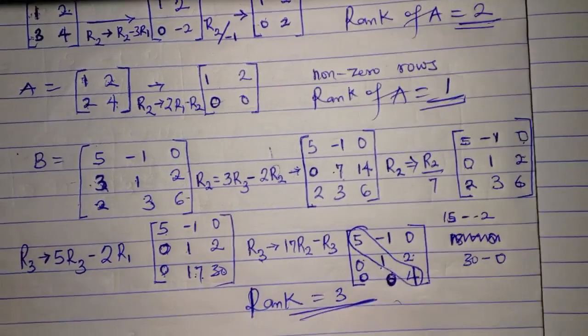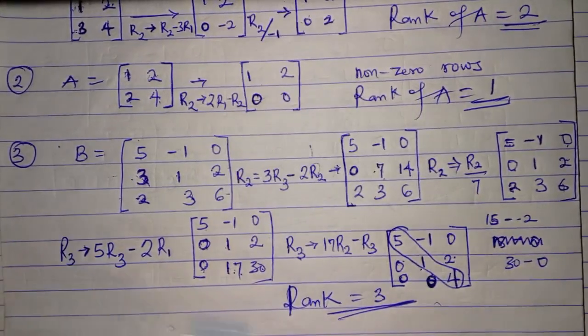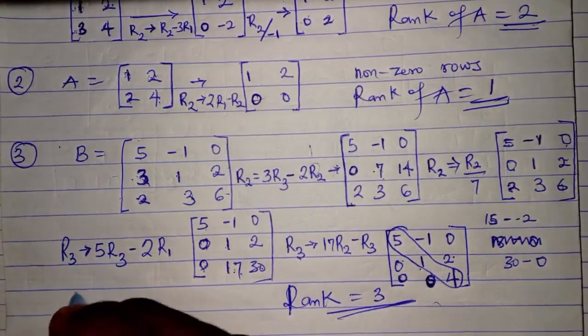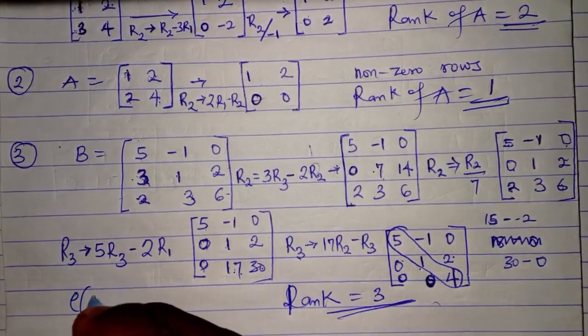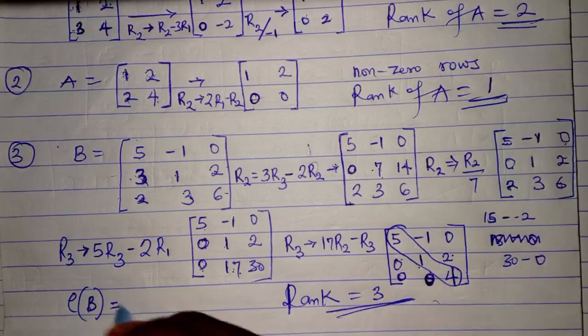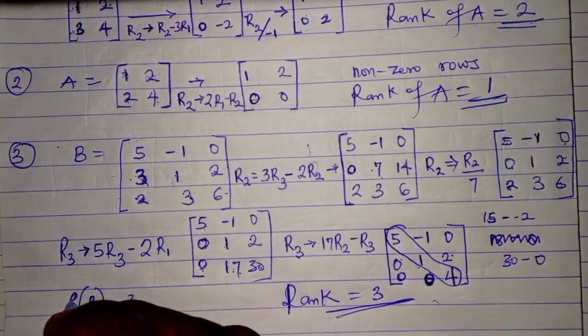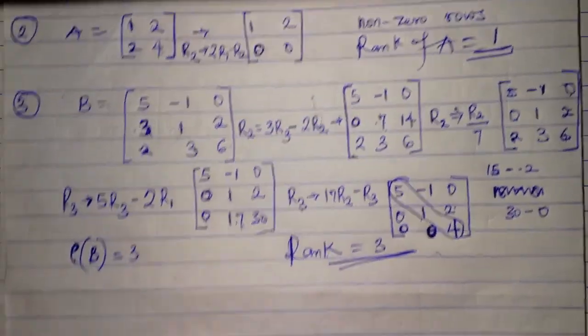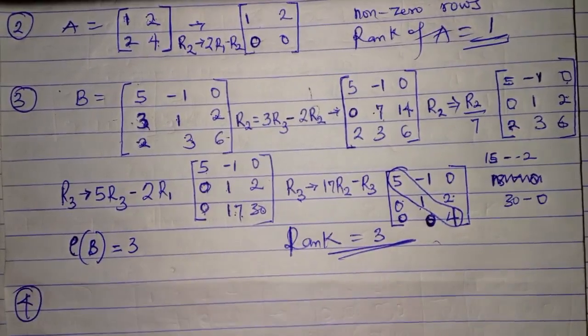Take note, I can write rank as, let's say I have B now, I can say the rank of the matrix is 3. The symbol is the Greek letter rho. Okay, look at this matrix. This is a 3 by 3 matrix also.